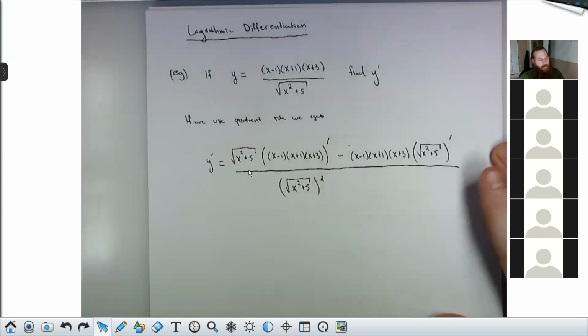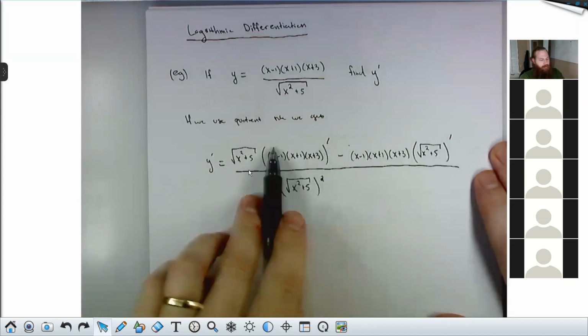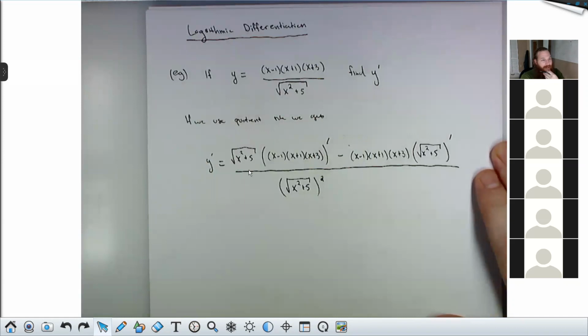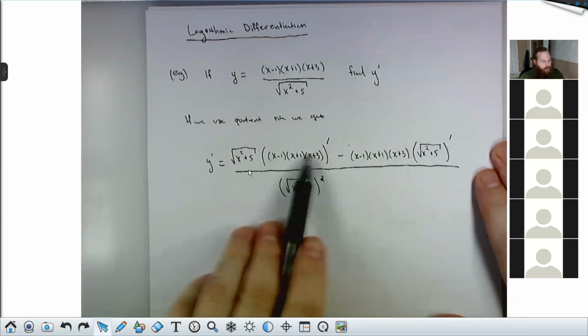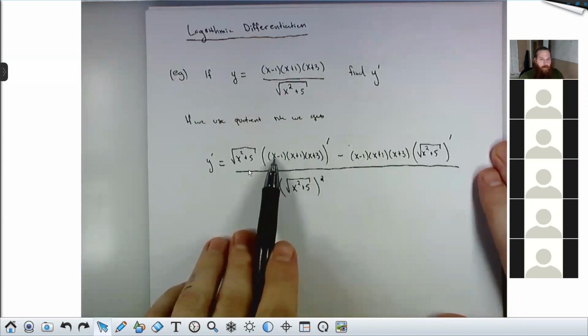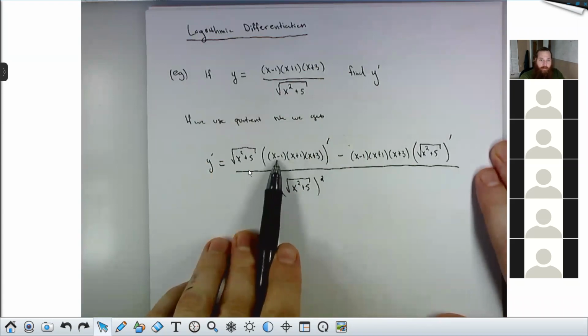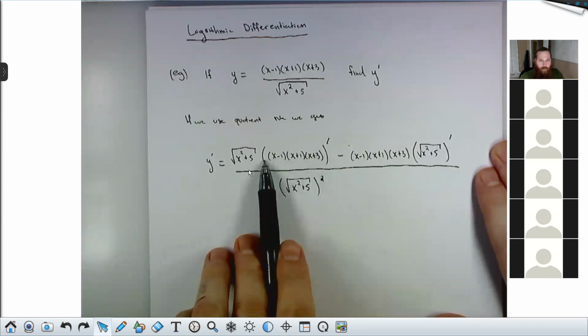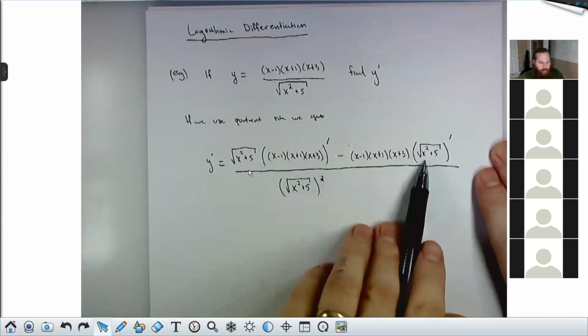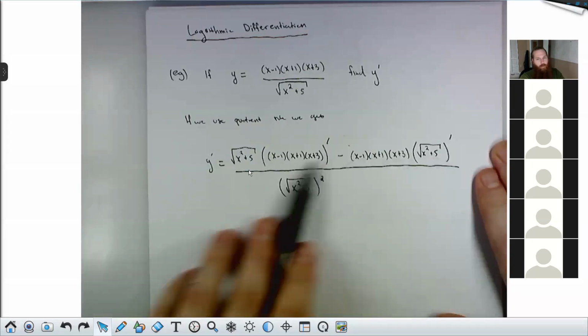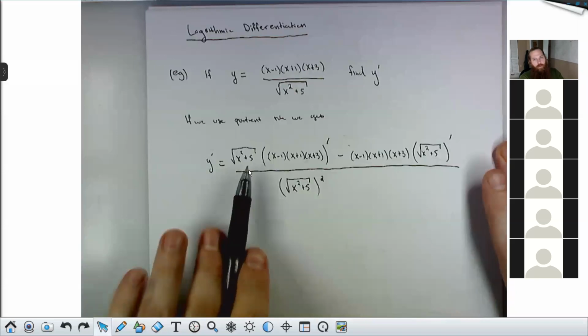And then within each of these pieces, I would need to use other complicated rules. Like here, I would need to use the product rule, and not just once, but twice. Within each of those product rules is a little chain rule. And here, I would need to use the chain rule. Not nice at all, right? This is already looking kind of horrifying. I think we would all agree.